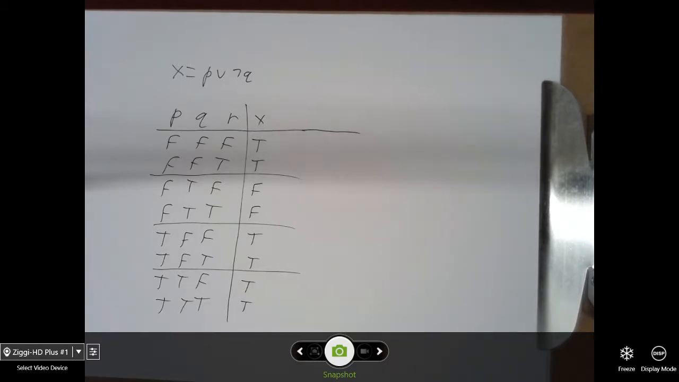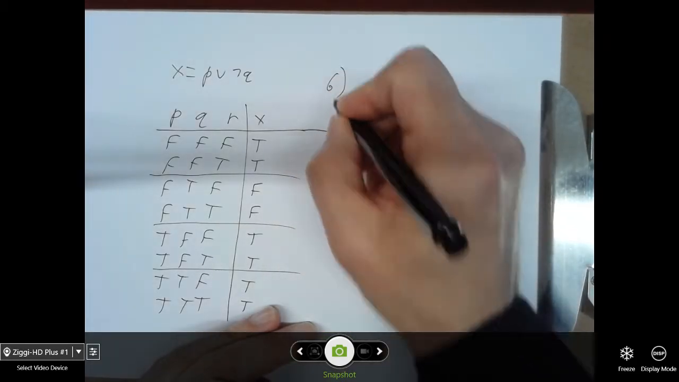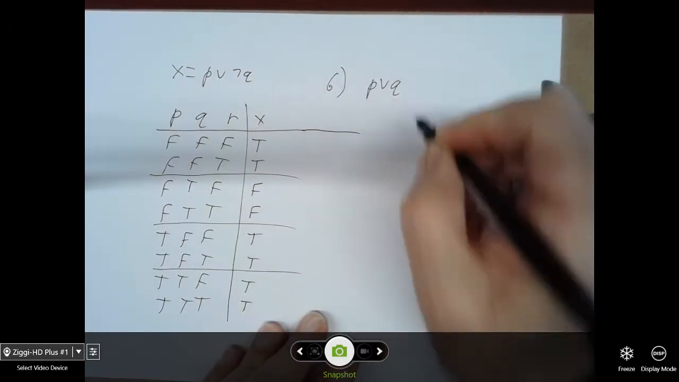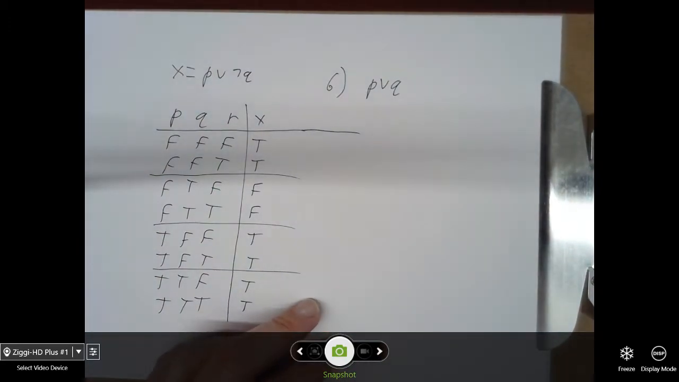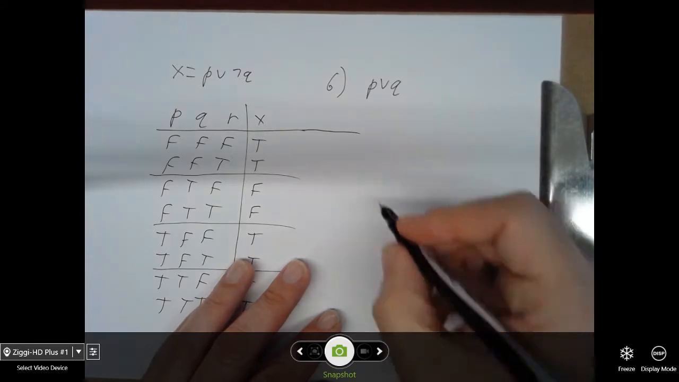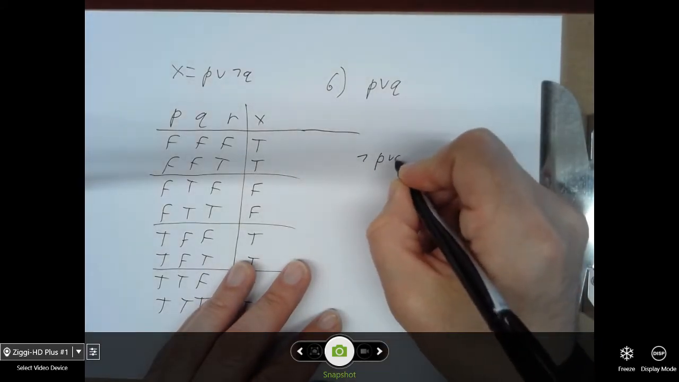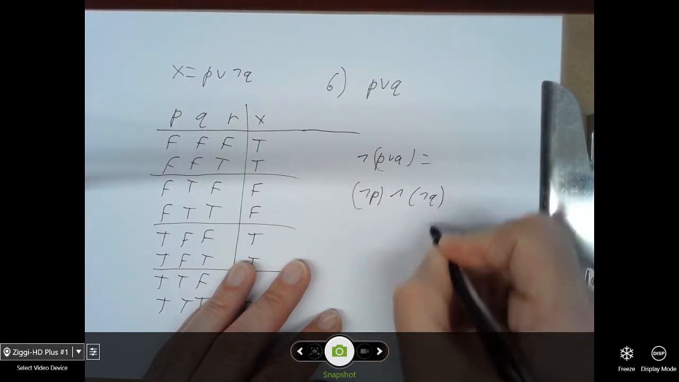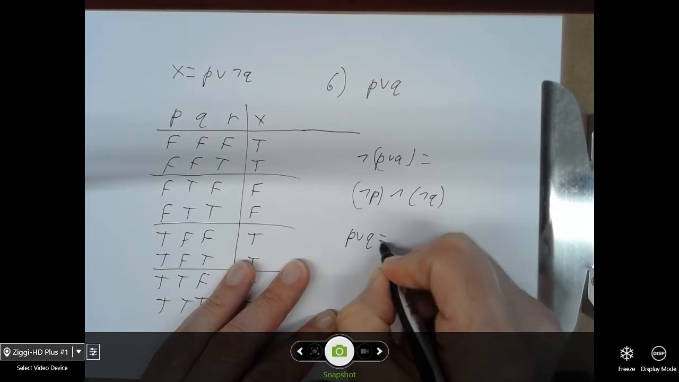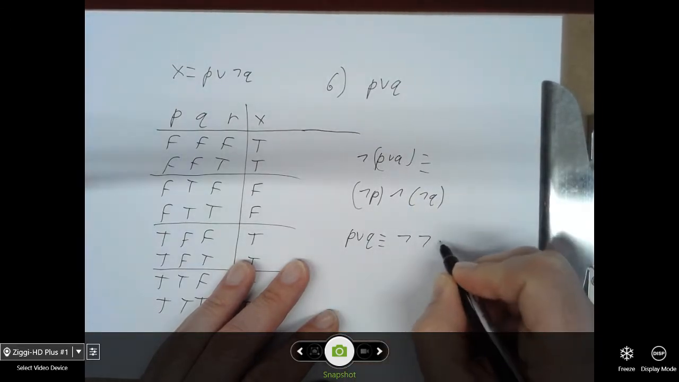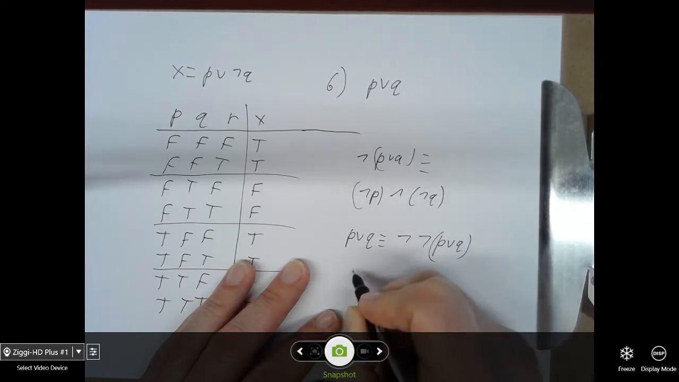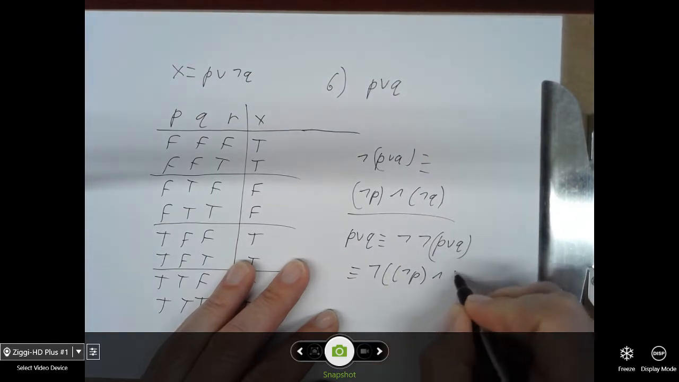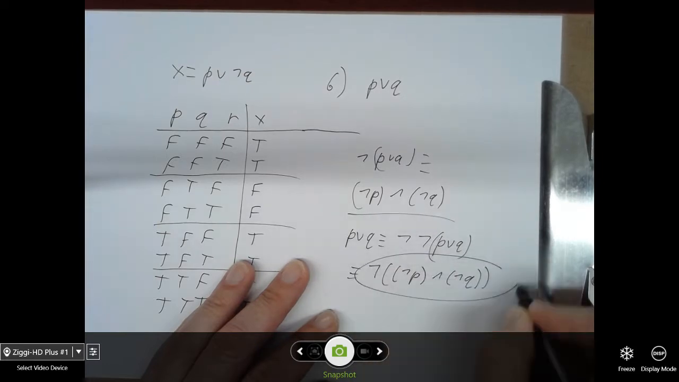Number 6 we talked about yesterday. So find a proposition equivalent to P or Q that uses only negation and conjunction, so throw De Morgan's theorem at it. Right, so not (P or Q) is equal to not P and not Q, and P or Q is equivalent to the negation of not (P or Q), which is thus the negation of this. So there's an answer.